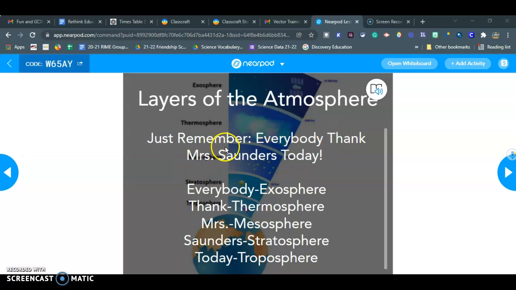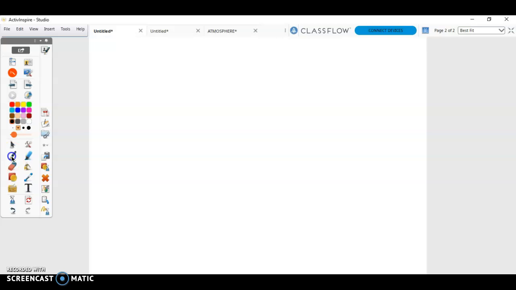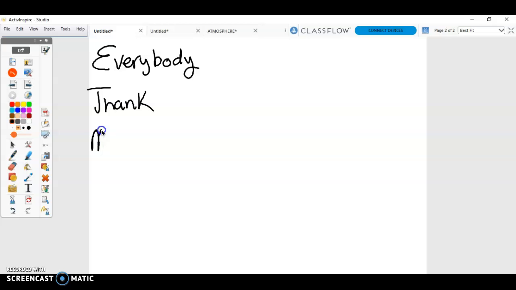Everybody thank Miss Saunders today. So it's going to look a little bit like this. Kind of an easy way to remember this. And these are easy ways for us to remember the layers of the atmosphere. You do need to have this in your notebook because it's something that we'll refer to every time. So we have these letters here.